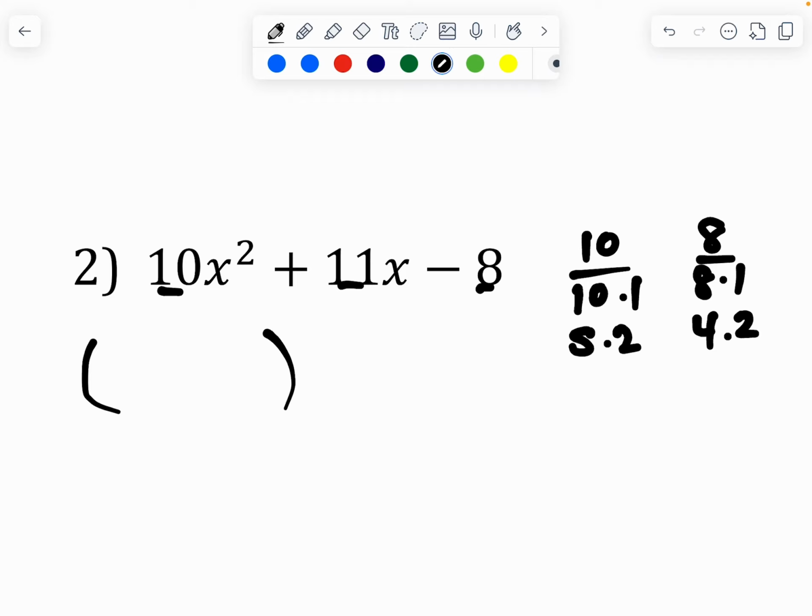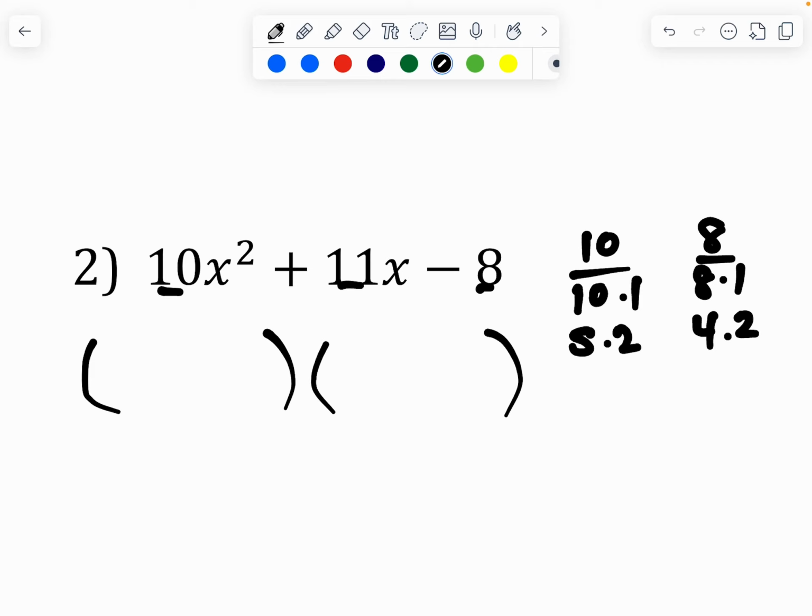I'm going to write my 2 factors. I know I need 1 plus and 1 minus, so I'm not going to fill those in yet until I figure out which ones are going to get me to where I need to go. All right, if I try 10 and 1 and 8 and 1, that's going to give me too much. It's going to give me 80 and 1, or it's going to give me 10 and 8. That doesn't get me to 11, so that's not going to work.